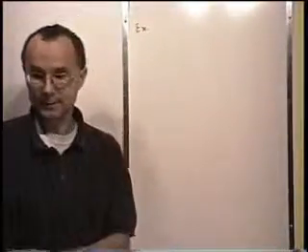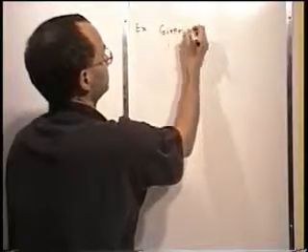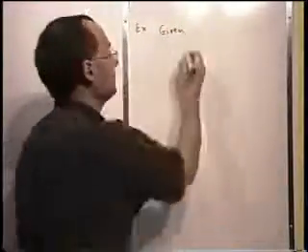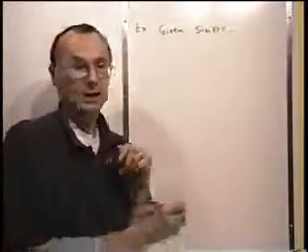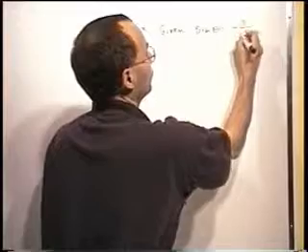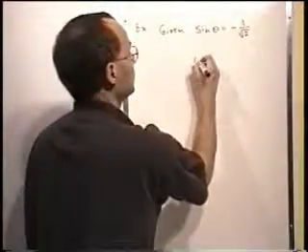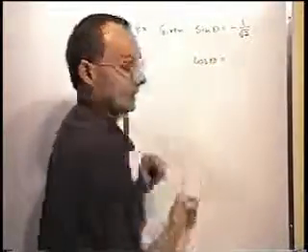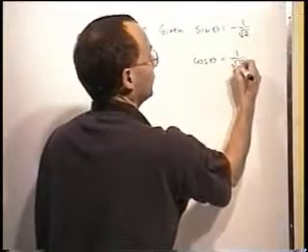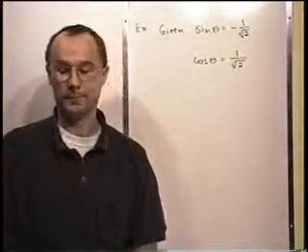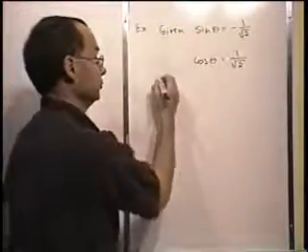All right, let's see. In this example, we're given some information. We're given that sine theta is negative 1 over root 2. We're also given some other information. We're given that cos theta is positive 1 over root 2. Now we're going to try and find all possible values of theta.